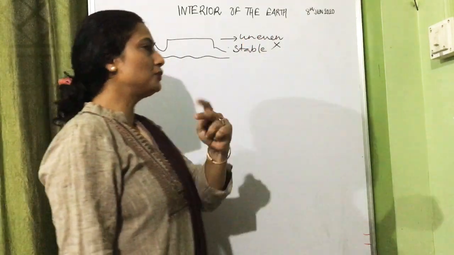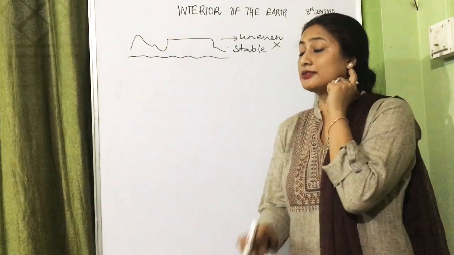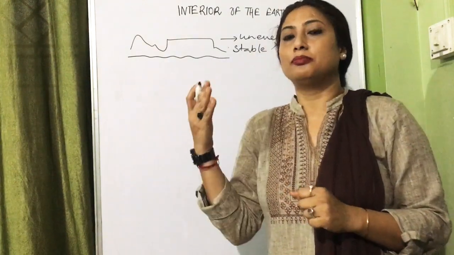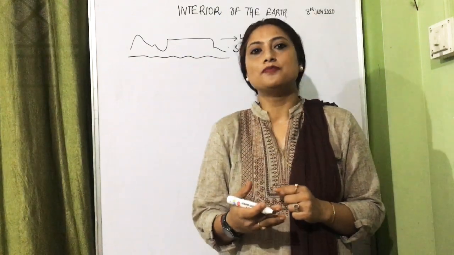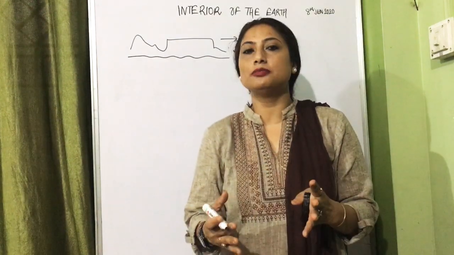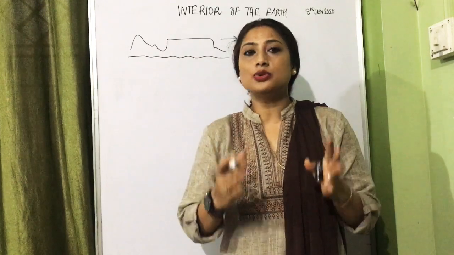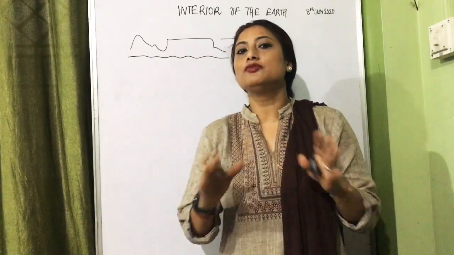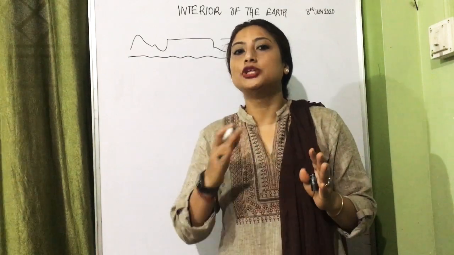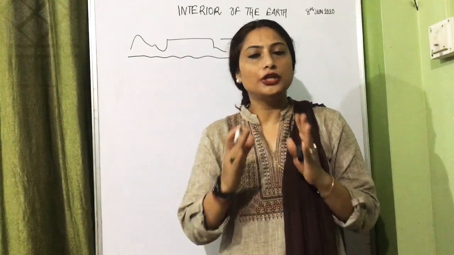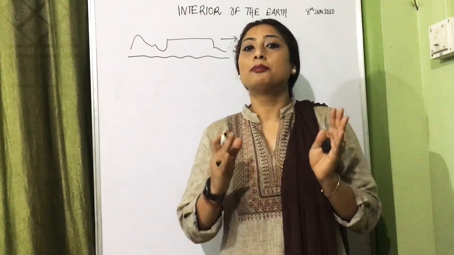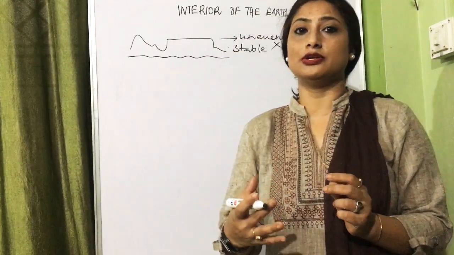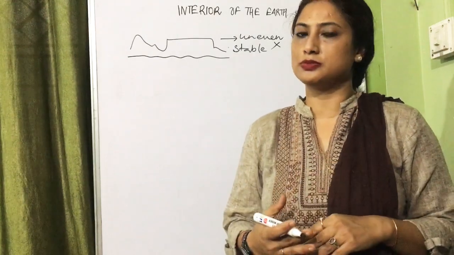So we find there are two things about the surface of the earth. It is uneven, with the presence of plateaus, mountains, and water bodies, and it is not stable, because even today the height of the Himalaya is increasing. It means everything on the surface of the earth is changing every day. The change is not noticeable, but with a time gap we see the change. So we need to know the earth's interior, to understand how these changes are possible.